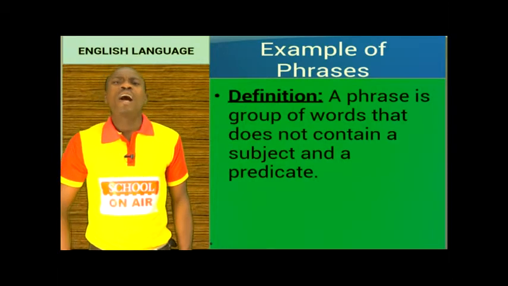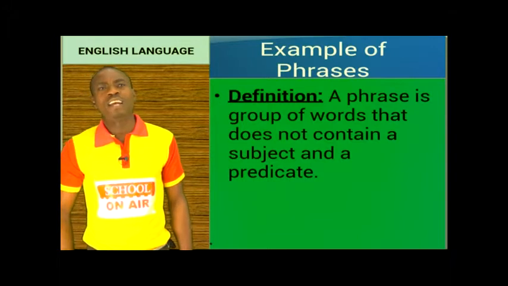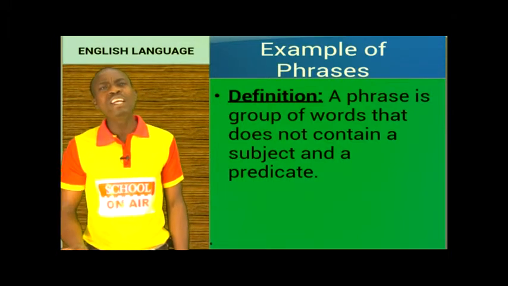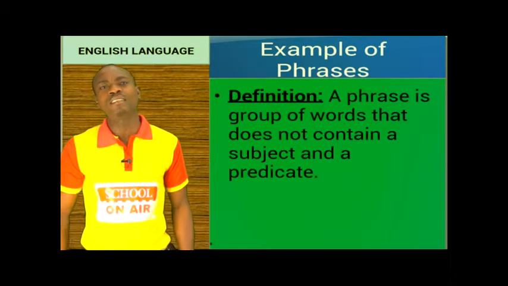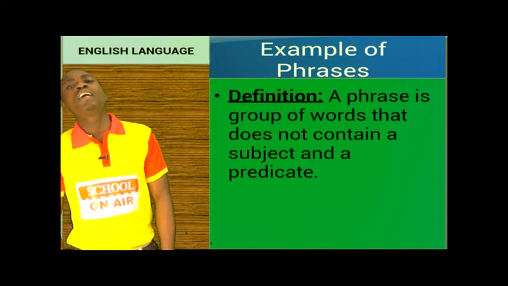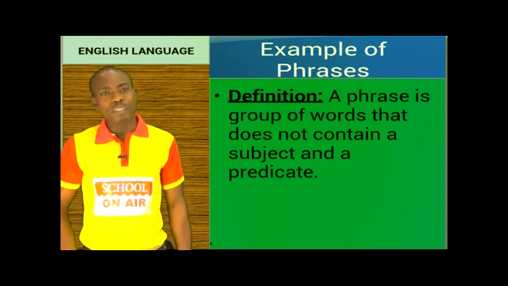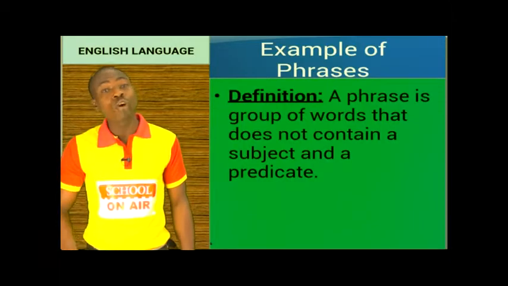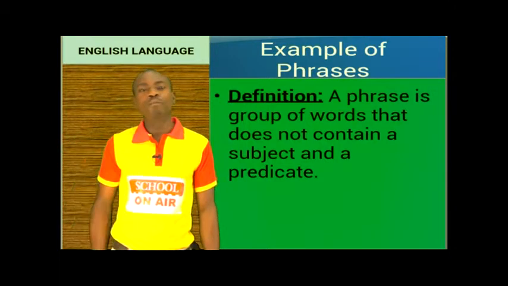Even at times, there may not be the subject, and we can have only the finite verb making up a sentence, and it will make sense. But it has been defined that if there is no predicate at all in any given structure, it will be rendered a phrase. And it will not be a clause.